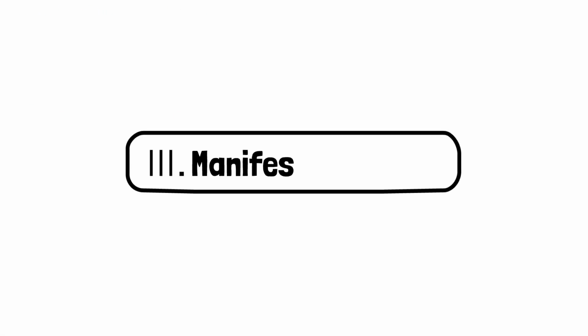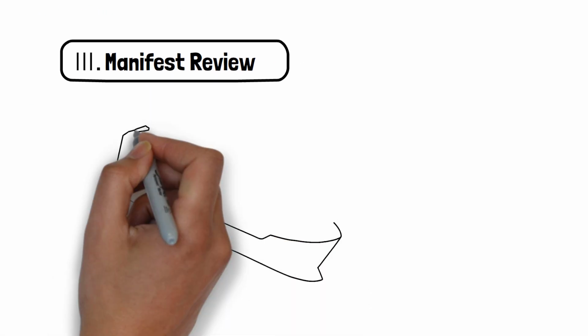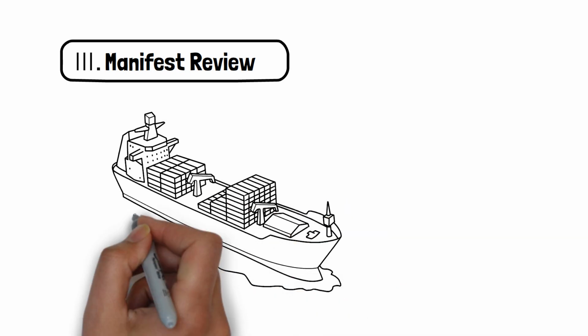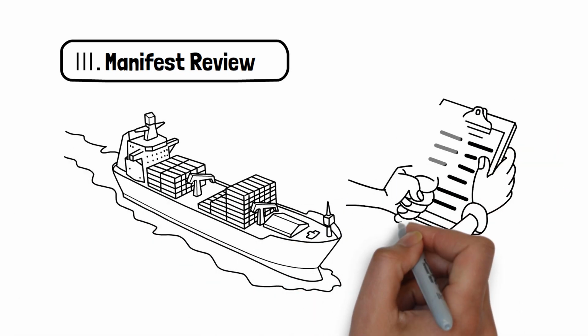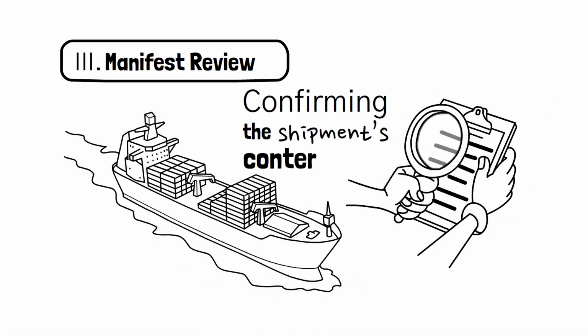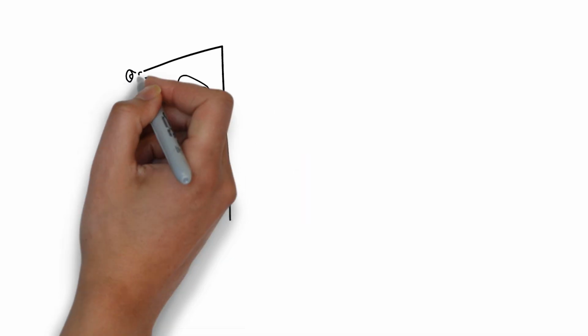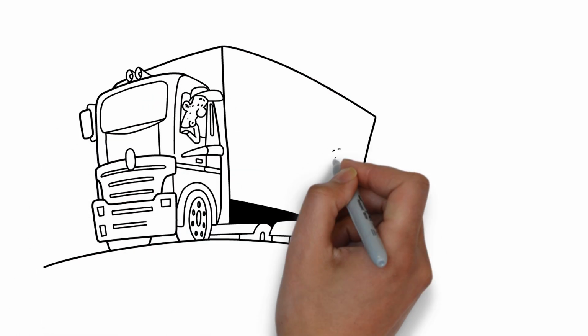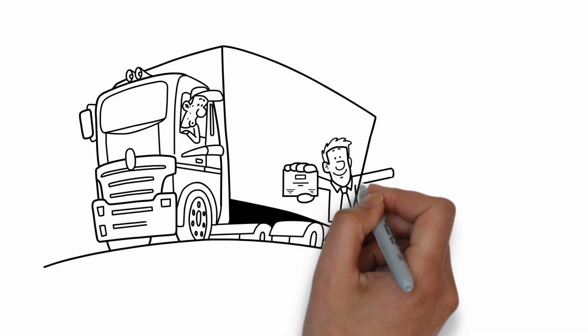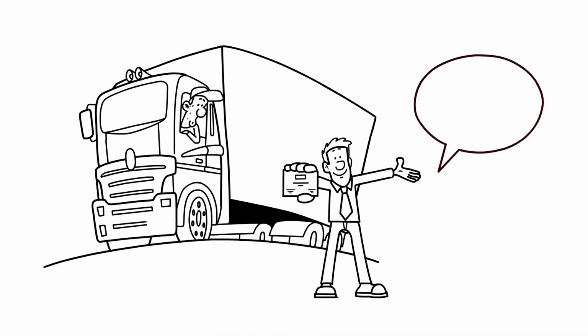Third, manifest review. When a shipment arrives, it's accompanied by the shipper's manifest. This document is crucial for confirming the shipment's contents. Here's how we handle it. Driver verification. First, you will verify the driver's identity by checking the driver's photo ID. It's a basic security step to ensure we're working with verified personnel.